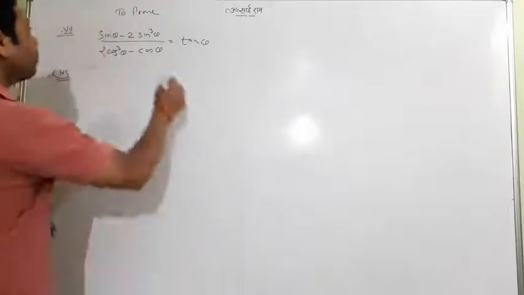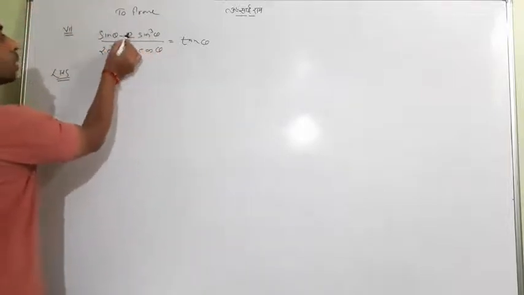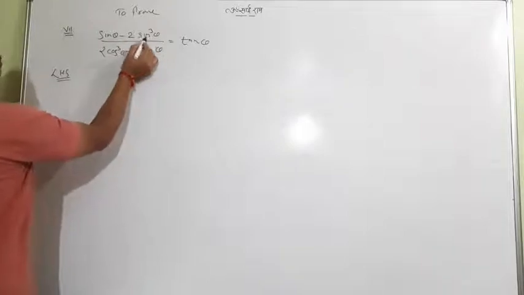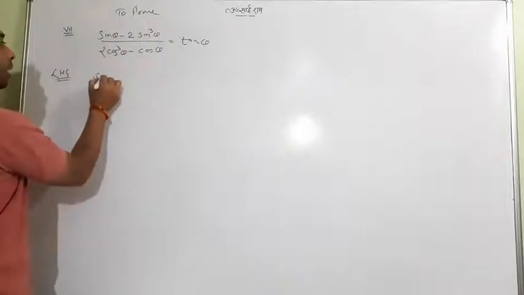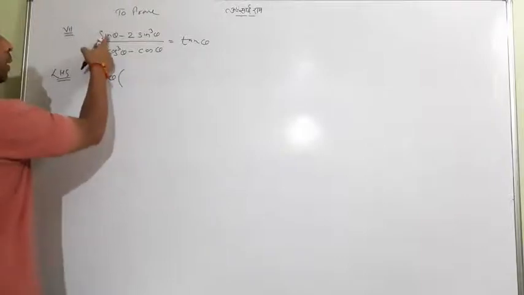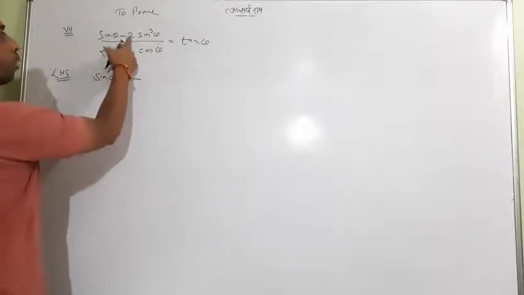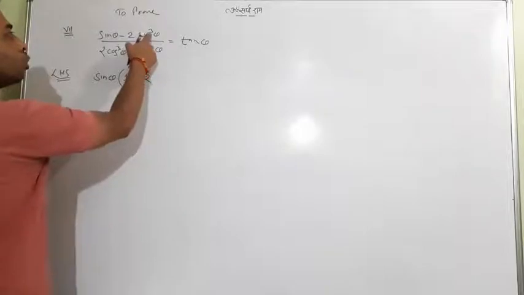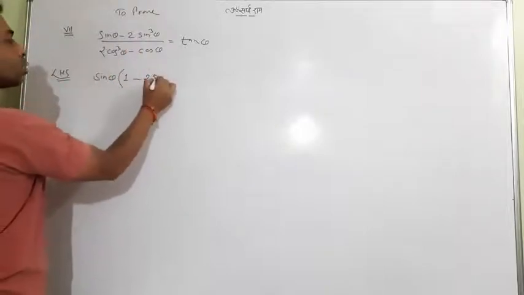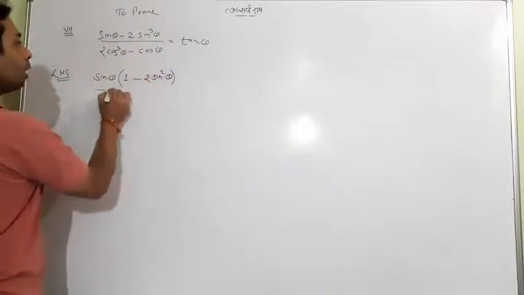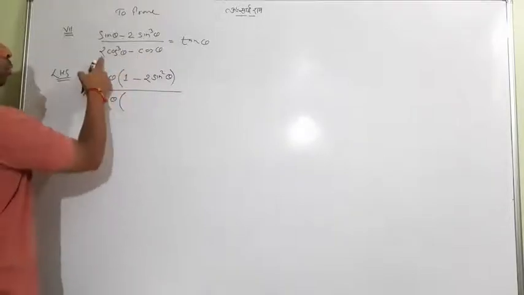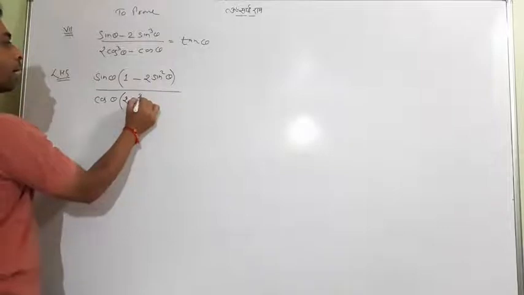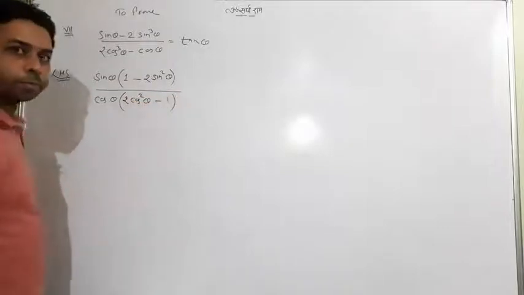Let me explain. First take out common. In the numerator take out sin common. What remains here? 1. And here, 2 sin cube, sin is common, so sin square remains. Upon, take out cos common. So only 2 cos square remains, and here it is minus 1.